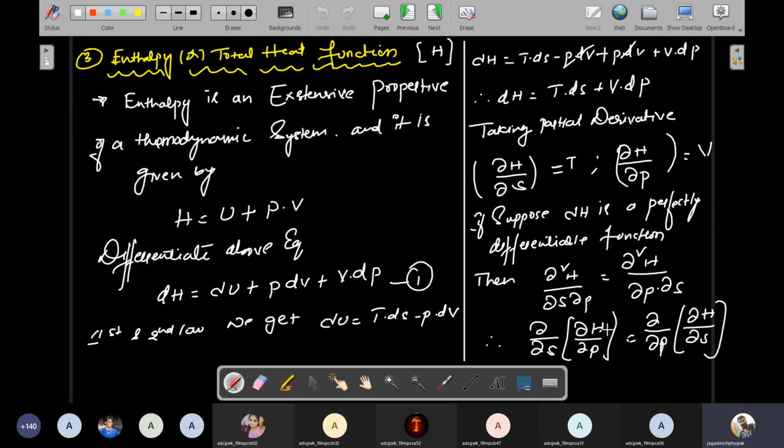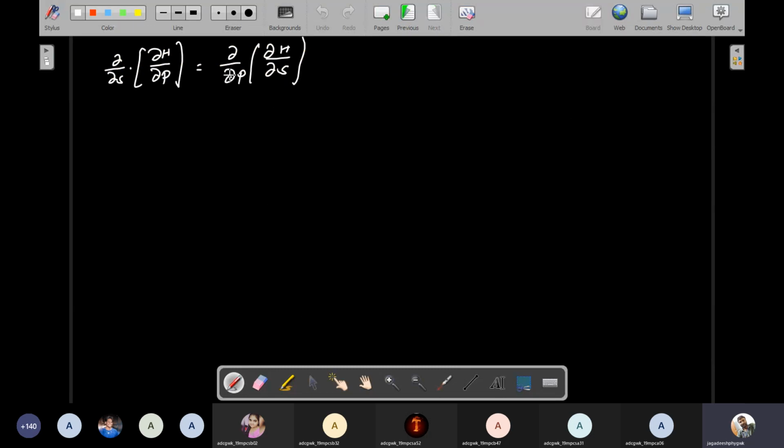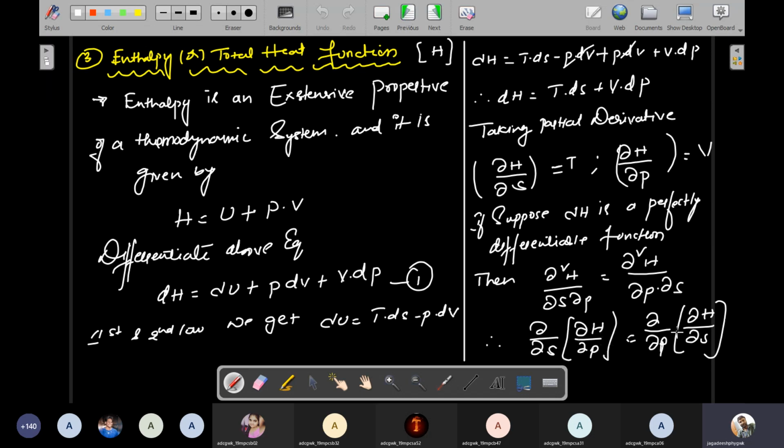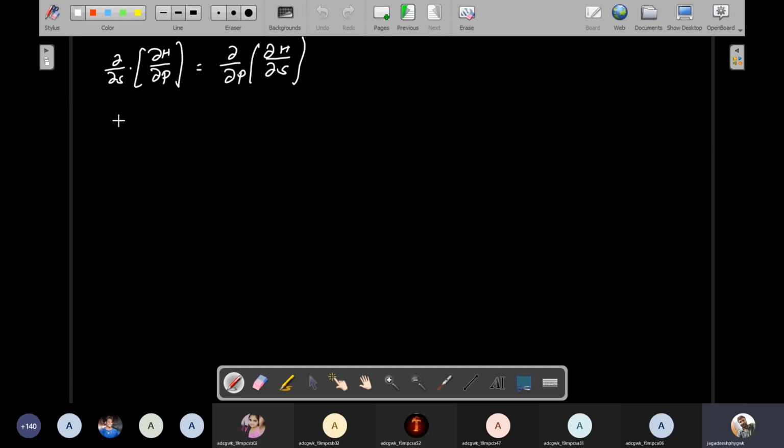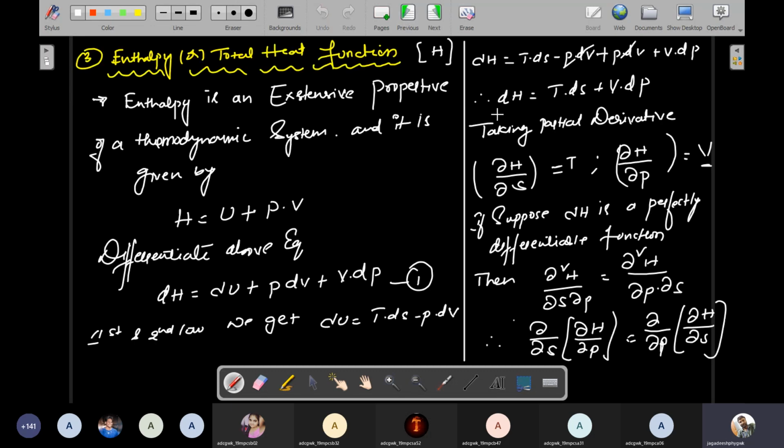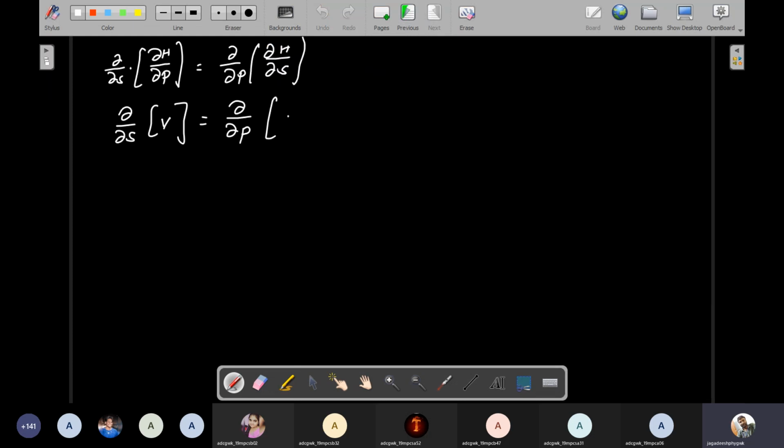You will get this equation: ∂/∂S of ∂H/∂P, and ∂/∂P of ∂H/∂S. But what is ∂H/∂P? ∂H/∂P is nothing but capital V. So therefore ∂V/∂S is equal to ∂/∂P of ∂H/∂S, and ∂H/∂S is nothing but capital T. So therefore this is capital T.